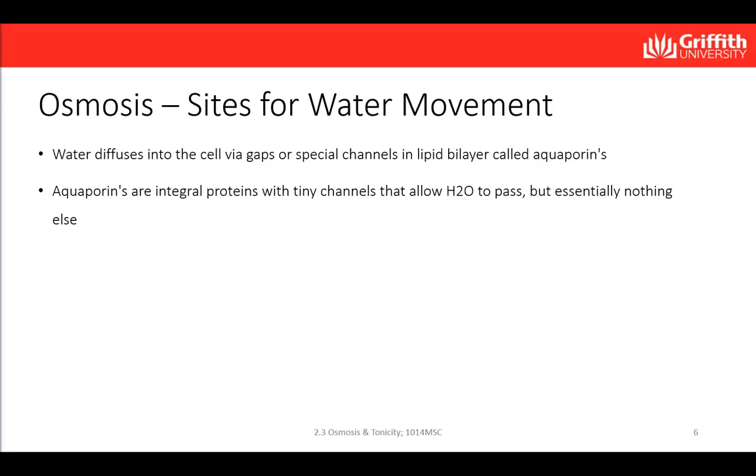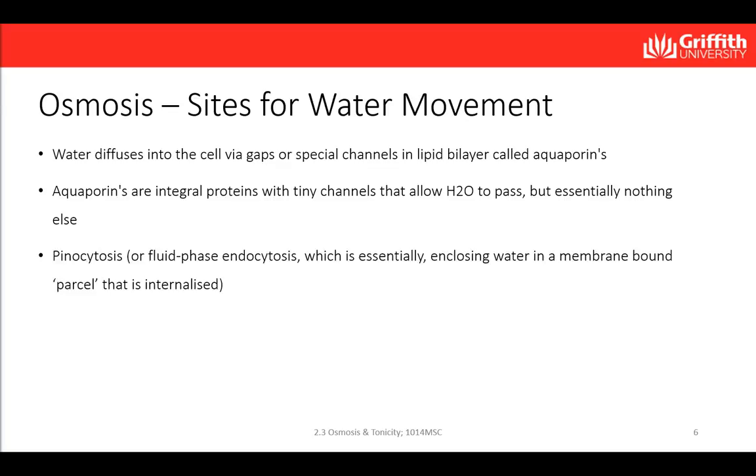As discussed in the previous video, water moves into the cell via gaps or special channels in the lipid bilayer called aquaporins. Aquaporins are integral proteins with tiny channels that only allow water to pass through them. Pinocytosis, or fluid phase endocytosis, is another process by which water is moved into the cell, which is essentially ingestion of water into a membrane-bound structure before transporting it into the cell.